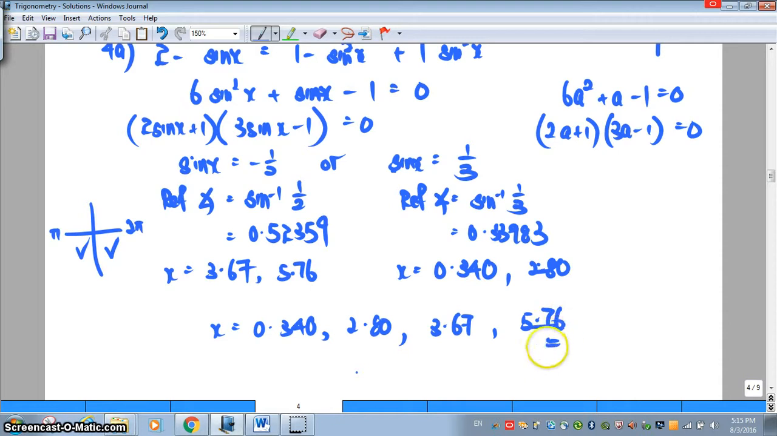And then underline all your final answer. And we are done with this technique. Okay, make use of the formula sheet.